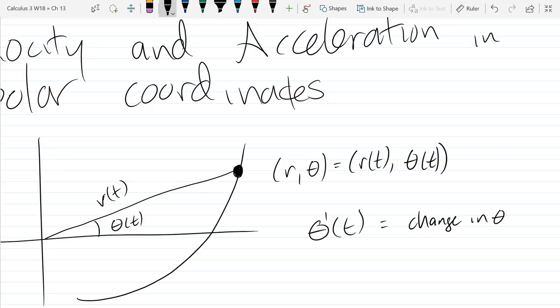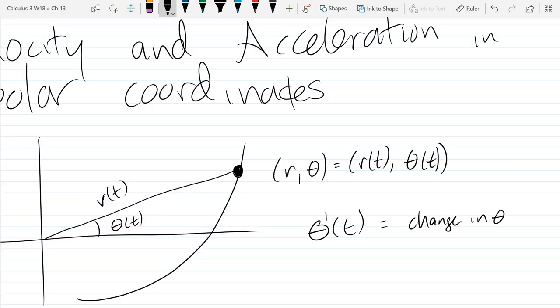So what if I told you theta prime is positive? What would that mean about our angle? What way is it rotating? Counterclockwise. Let's use counterclockwise and clockwise. So if theta prime is positive, we're going counterclockwise. That's the regular way that we count positive angles.